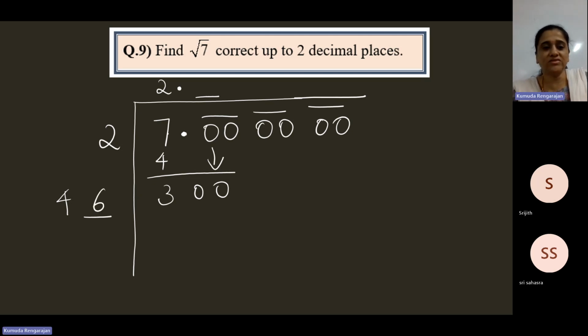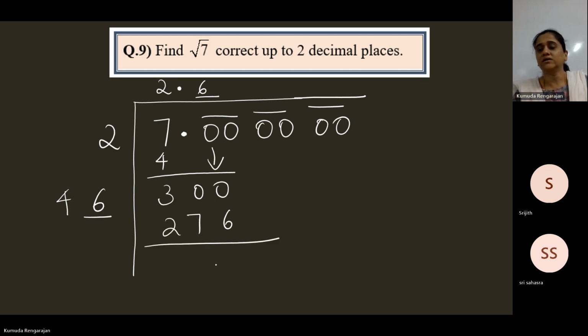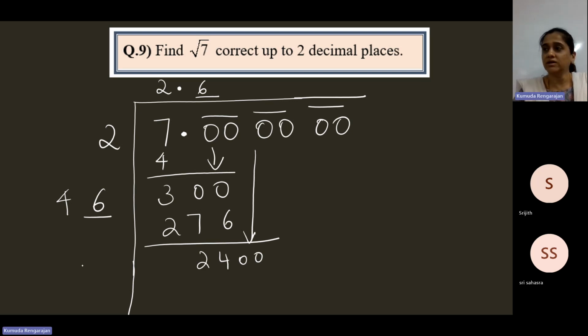So it's going to be 6. 6 6s are 36, 3 carried over. 6 4s are 24, 27. The remainder is 24, correct? The next pair comes down. Double the quotient, so it's going to be 52. Whatever you place here, place the same digit here.